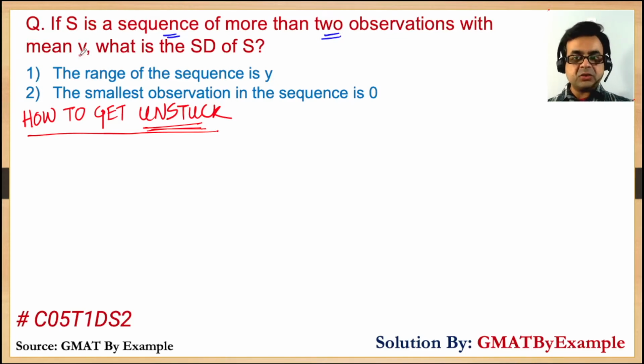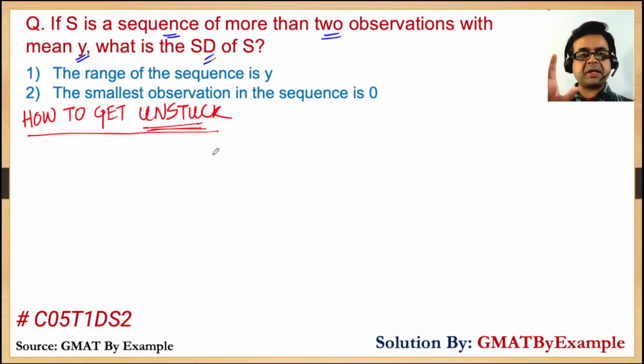The mean of the sequence is given to be Y, and we are asked to find the standard deviation. Now we are asked to find a value of standard deviation, not whether it is 0 or not. So it is not a yes or no kind of question. You have to be able to find a unique value of standard deviation. That's where the trick of this question lies.